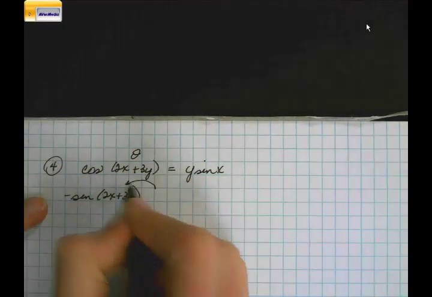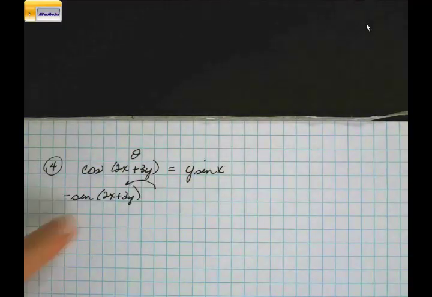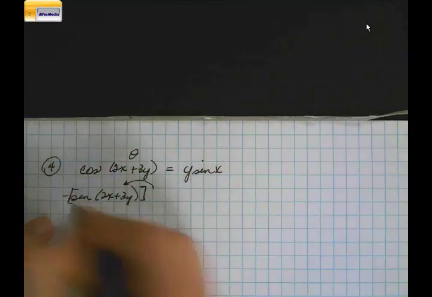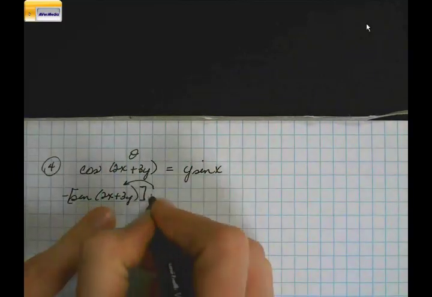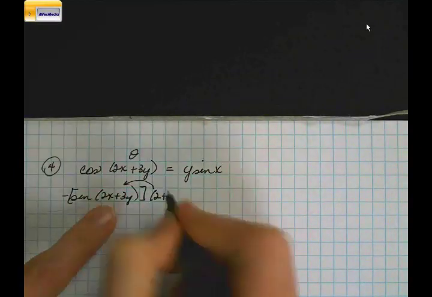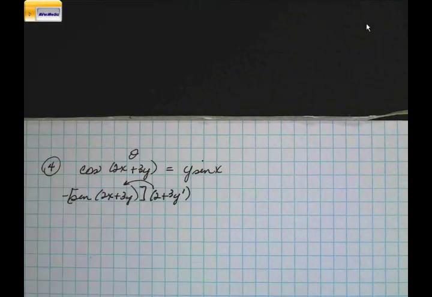So the derivative here of cosine theta would be negative sine theta, where theta is 2x plus 3y. But then you come back and take the derivative of theta. So you take the derivative of 2x plus 3y, which is, the derivative of 2x is 2. The derivative of 3y would be 3y prime.